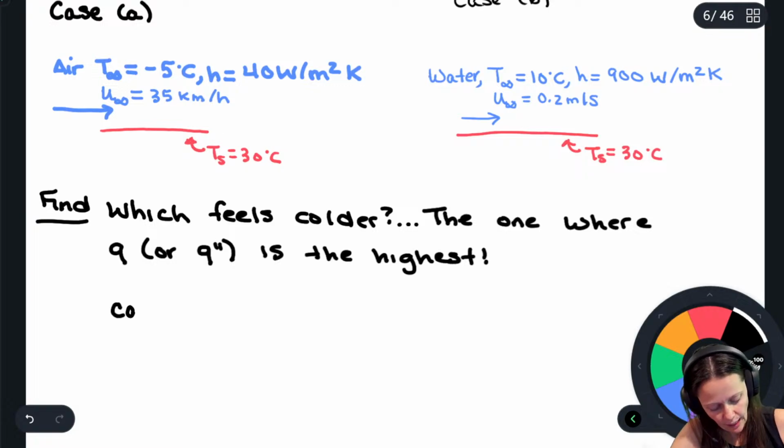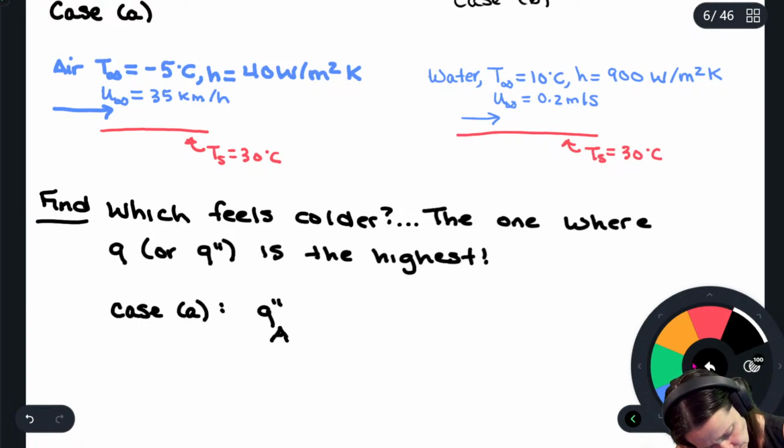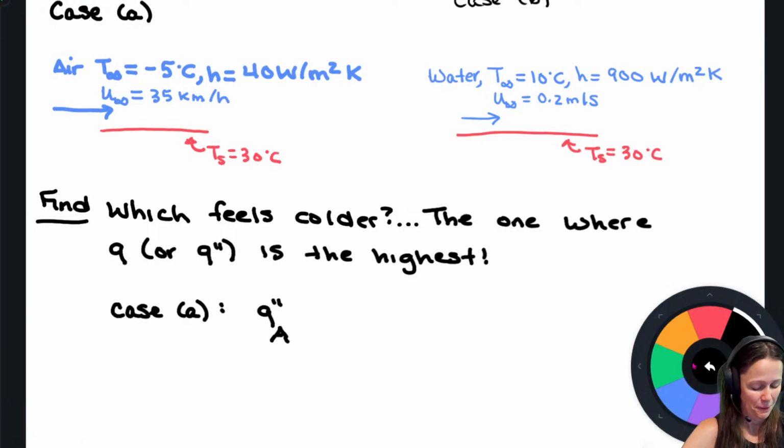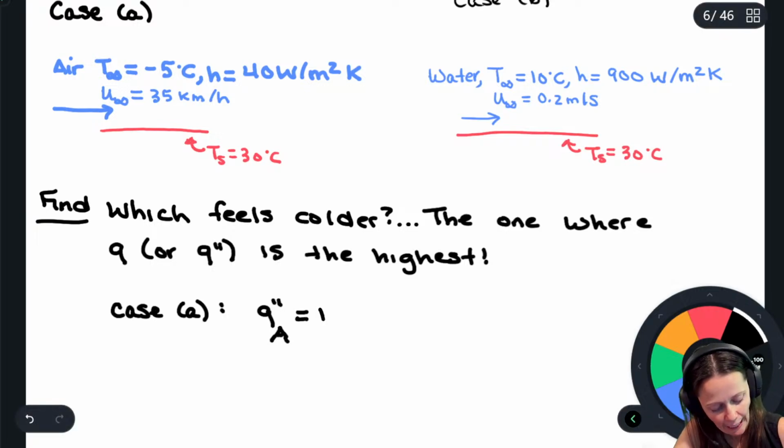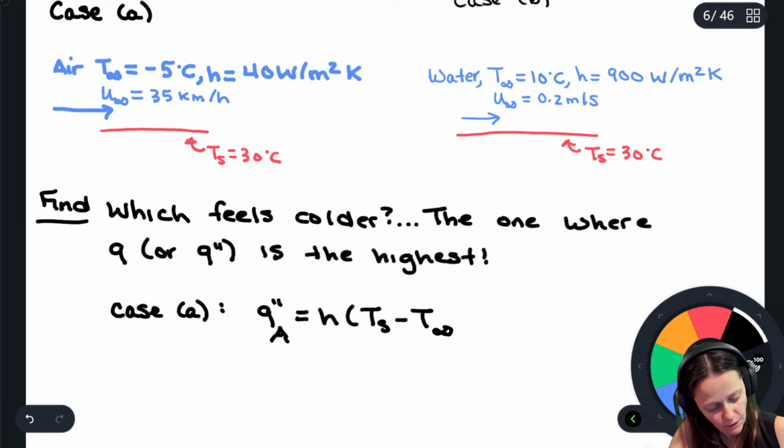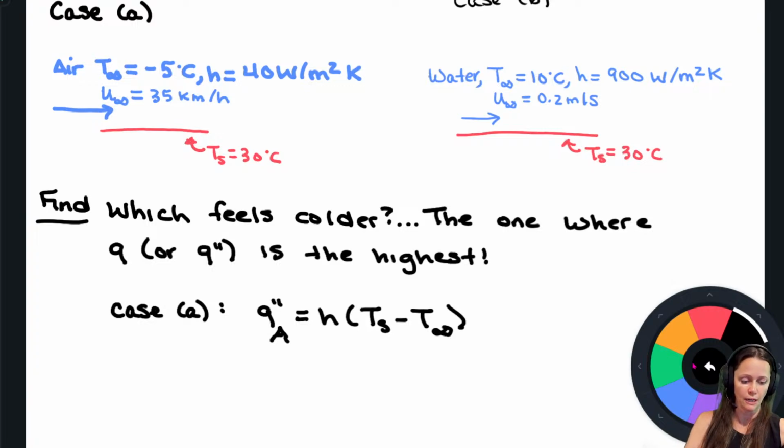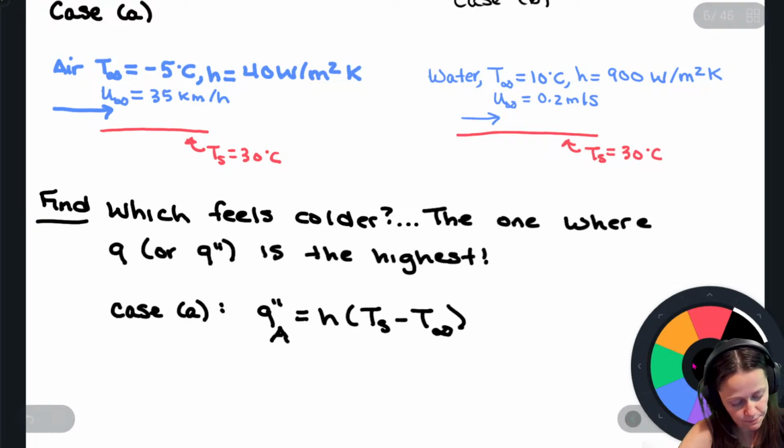So for case A, let's call this QA. There we go. Sort of looks like an A, doesn't it? So this is going to be h times Ts minus T infinity, because remember, I don't need an area there because it's heat flux. It's per unit area, so the area has divided out.